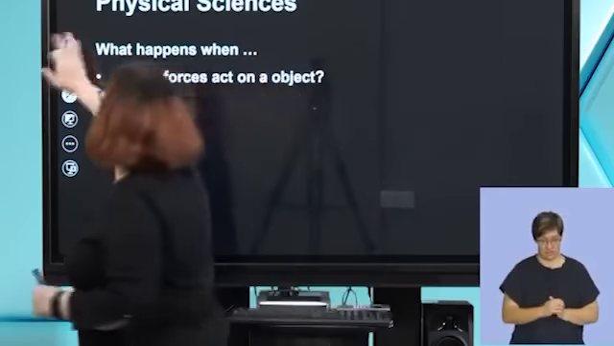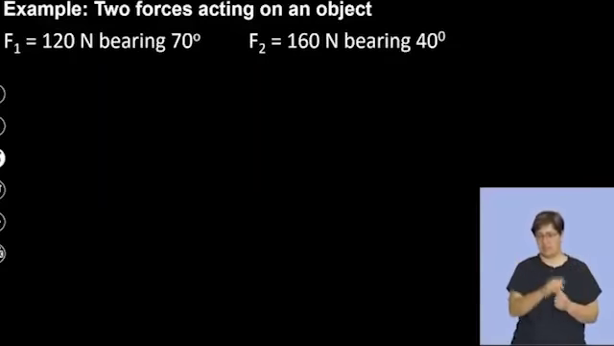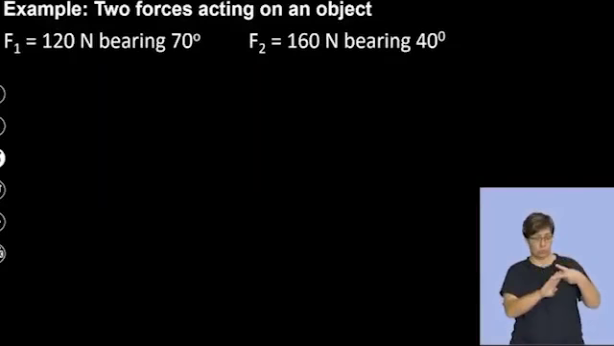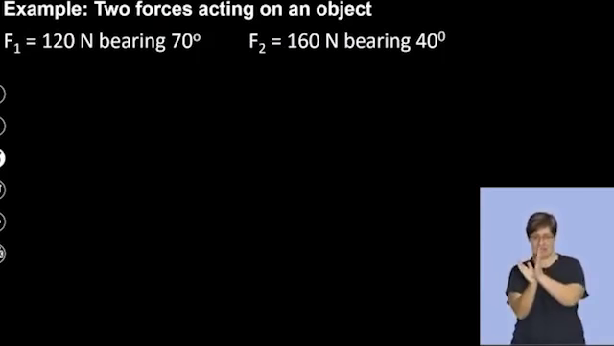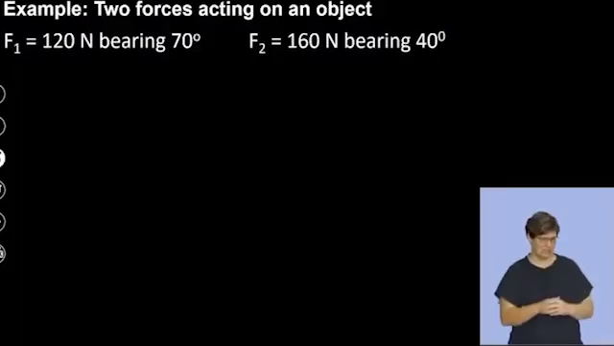So here's what we've got. I've got two forces acting on an object. One is 120 newtons bearing 70 degrees. The other is 160 newtons bearing 40 degrees. The question is to find the net force. In other words, what's the result of these two forces if I put them together? We need a diagram, okay? So let's see how they look on a diagram.